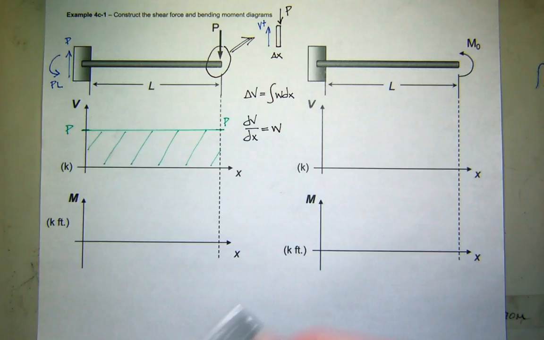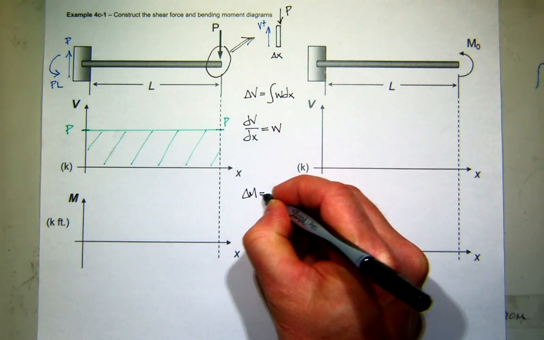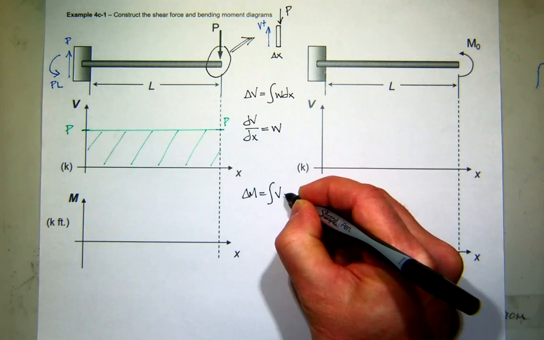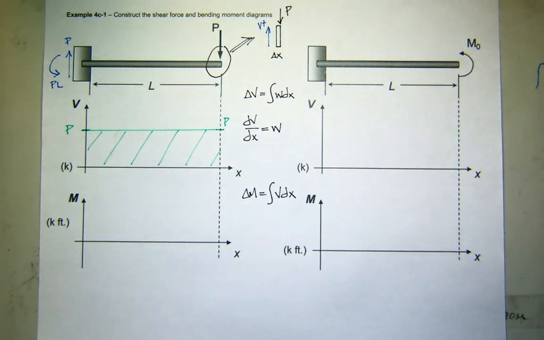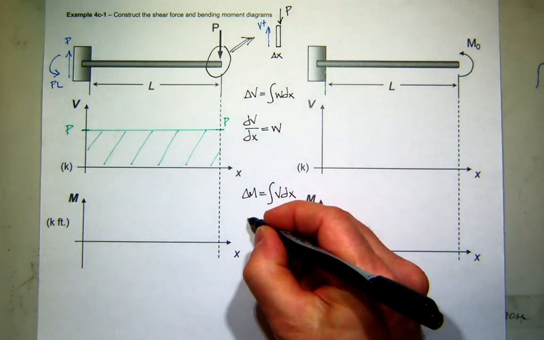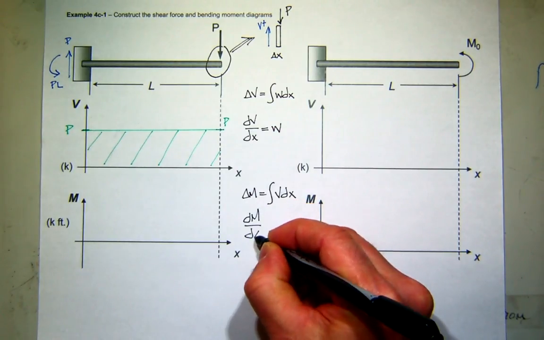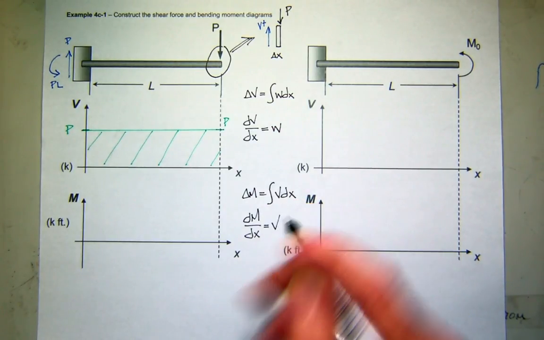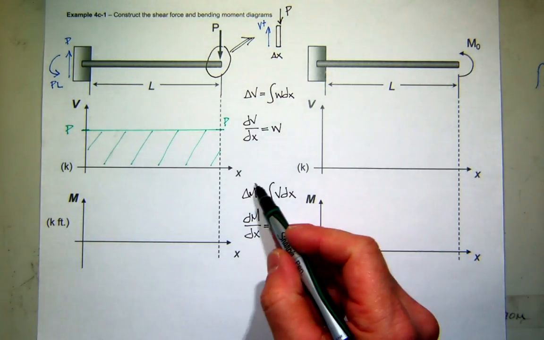So let's go to the next piece. So we now know that the change in moment is the area under the shear diagram. And then of course, the derivative relationship would be that the slope of the moment diagram is given by the value of the shear. So let's again start with what we know.